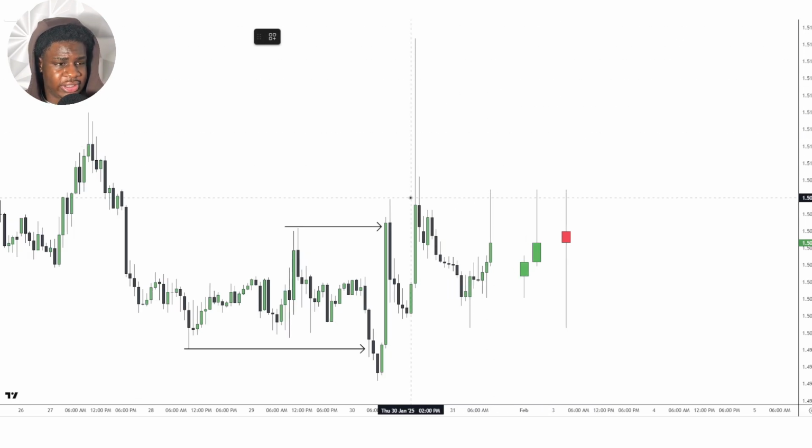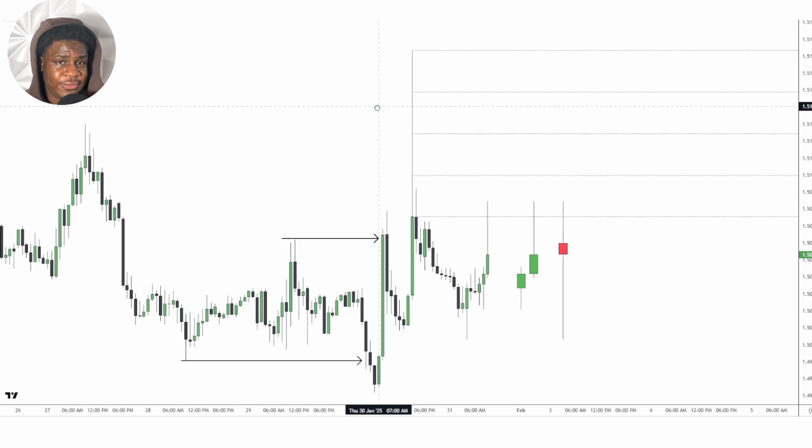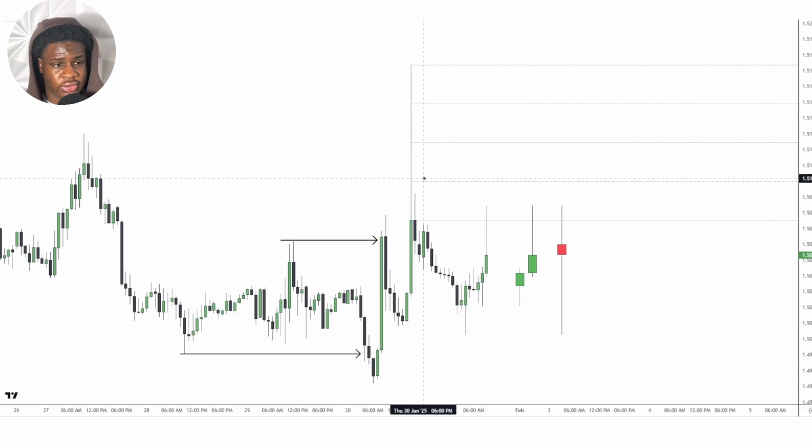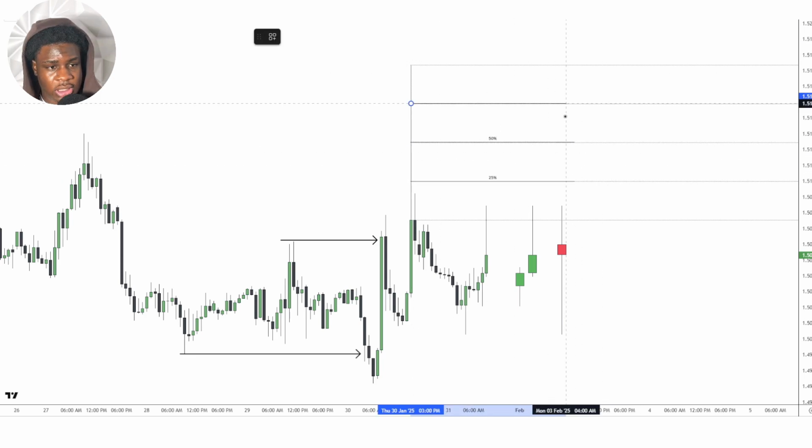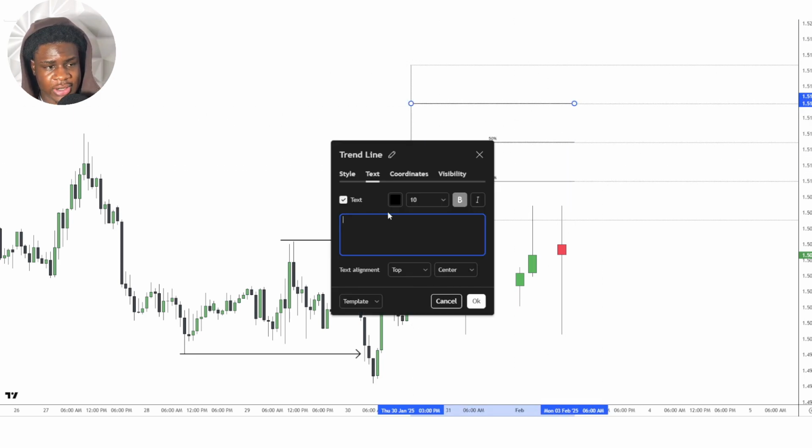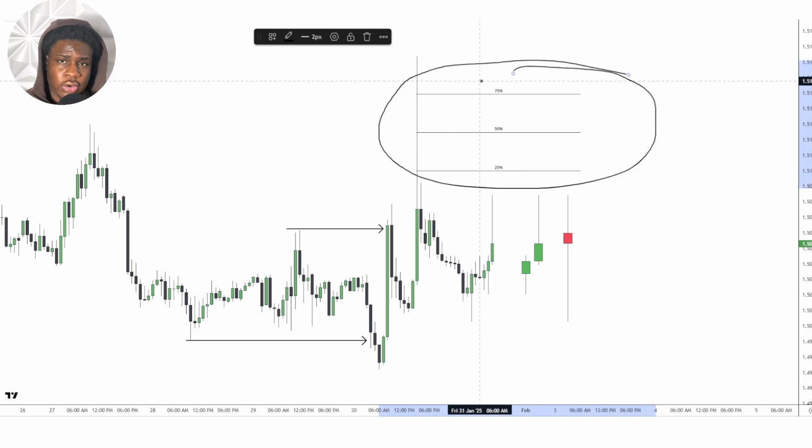And when it comes to these long wicks, what we can do is we can anchor a Fibonacci from the low of the wick to the high of the wick, then we can get our quadrants. So we have the 25% of this wick right here, and we have the 50% of this wick right here. And then last but not least, we have the 75% right here. And these wick levels would be what's called our draw on liquidity.